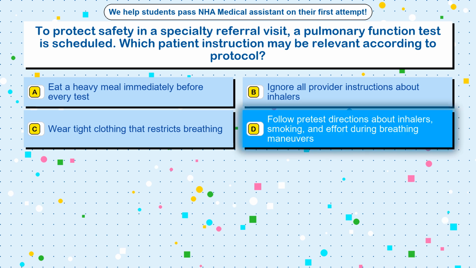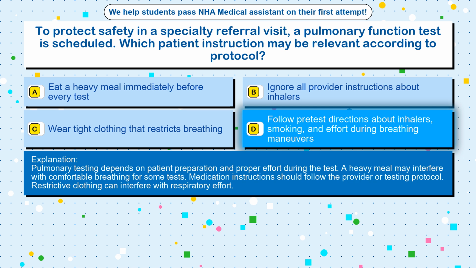The correct answer is option D. Follow pre-test directions about inhalers, smoking, and effort during breathing maneuvers. Pulmonary testing depends on patient preparation and proper effort during the test. A heavy meal may interfere with comfortable breathing for some tests. Medication instructions should follow the provider or testing protocol. Restrictive clothing can interfere with respiratory effort.